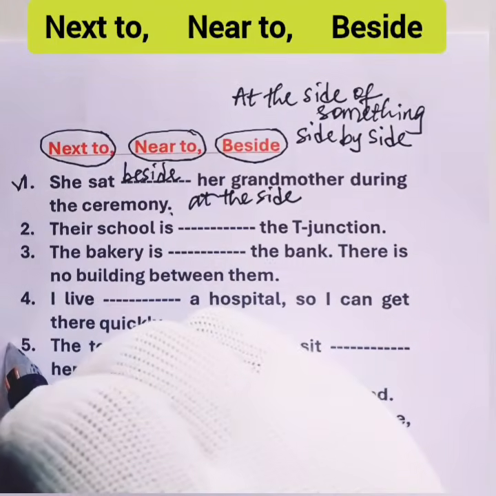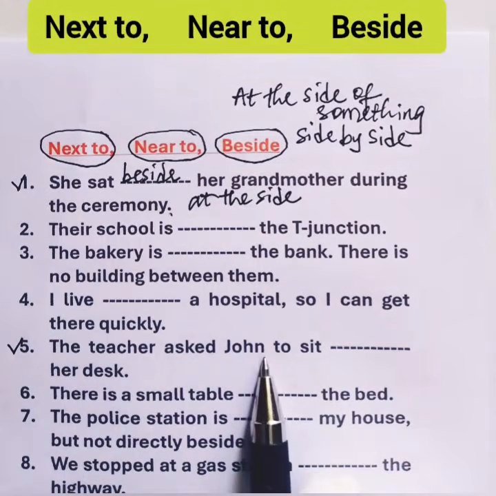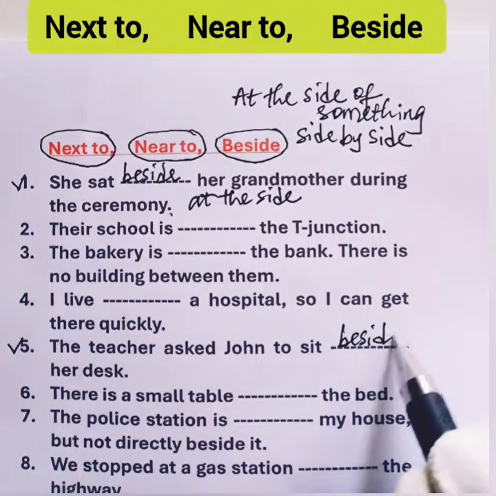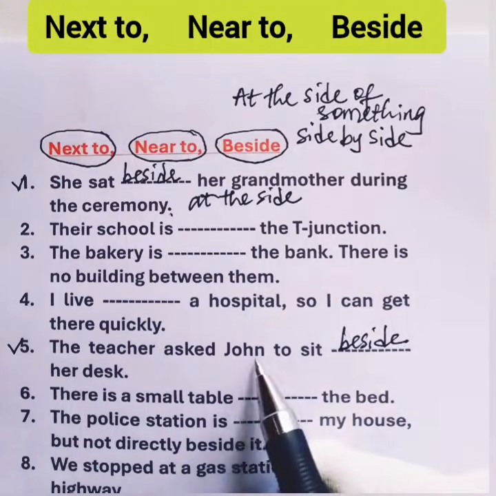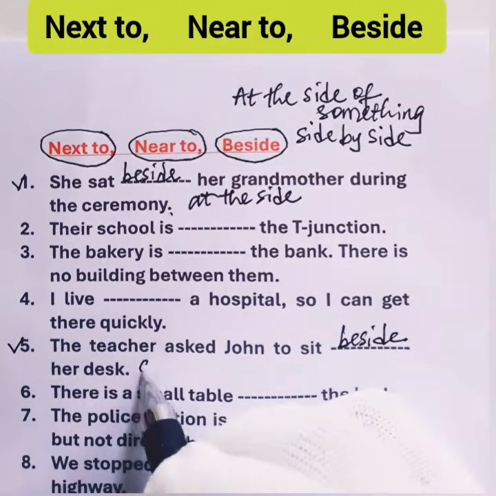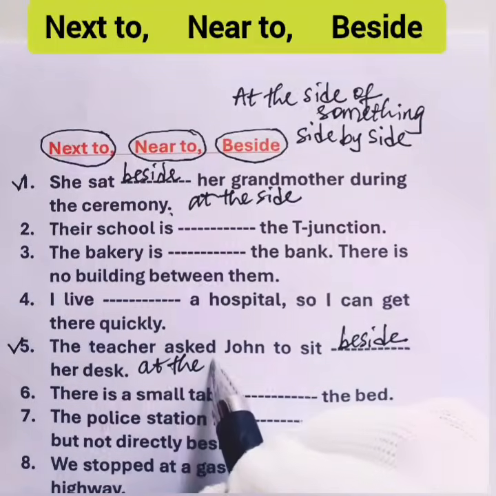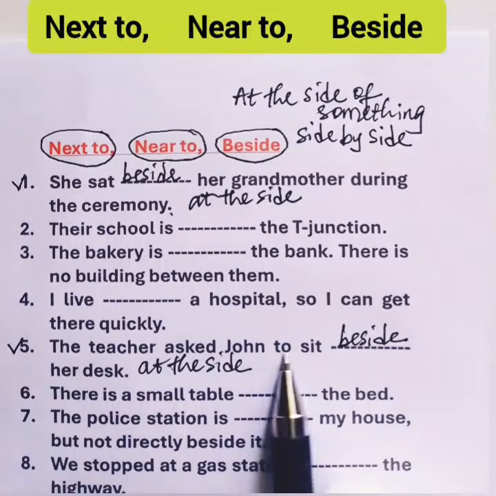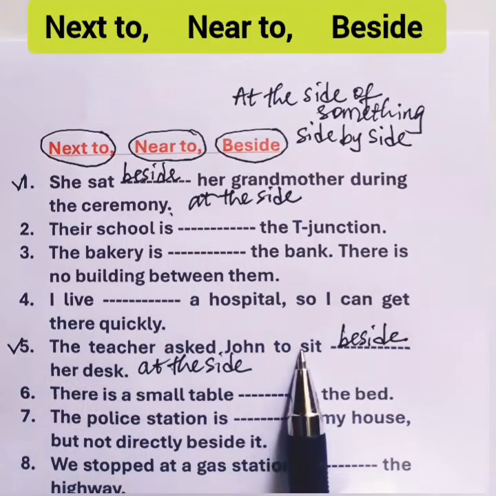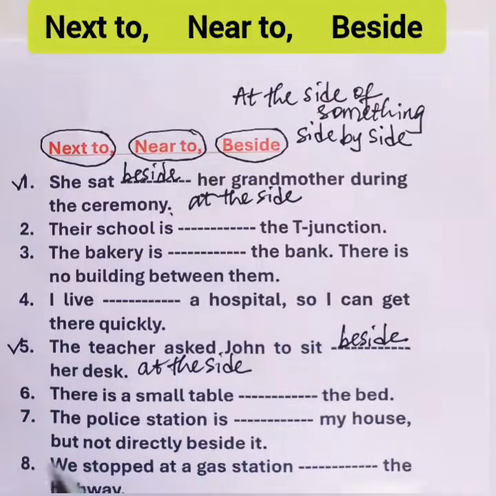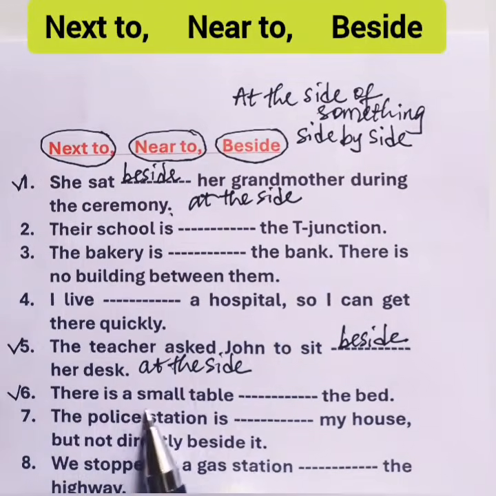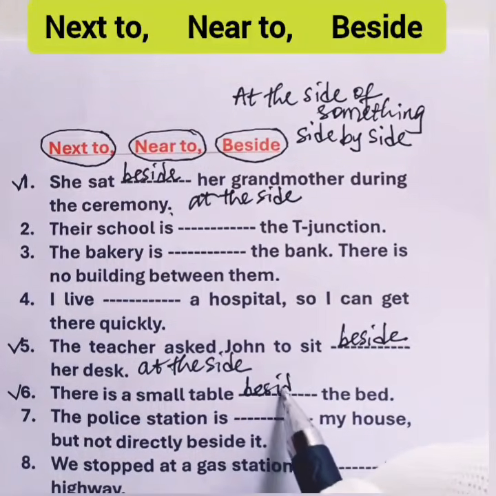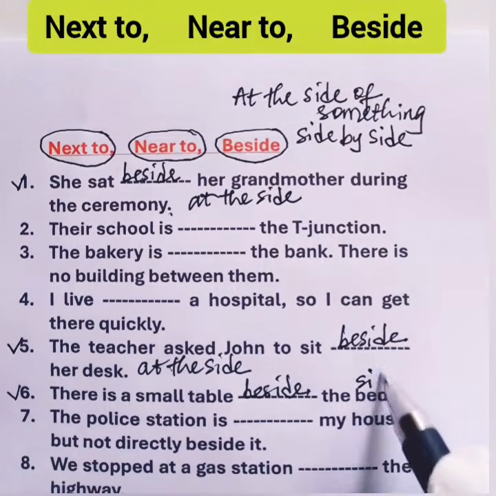Next is number 5. The teacher asked John to sit blank the desk. Beside. This means that John is sitting at the side of the desk. So immediately after the desk is where you will find John sitting, okay? Side by side with the desk. Next example is number 6. There is a small table blank the bed. Beside. So they are side by side.